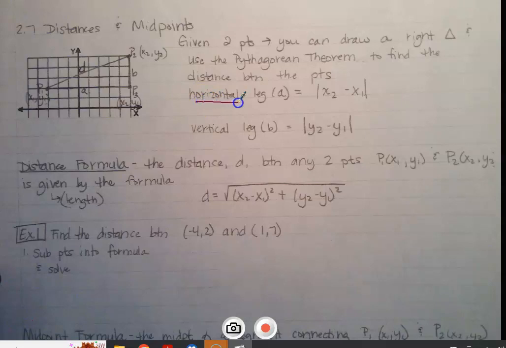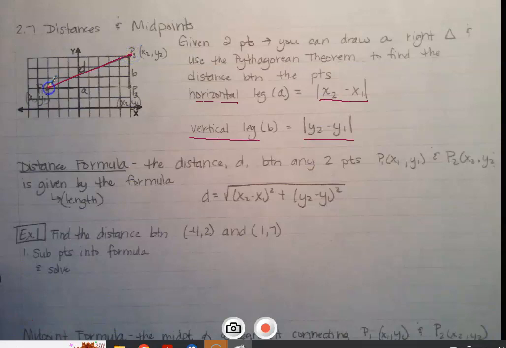So horizontal, right? So our leg A is going to be the absolute value of x2 minus x1. And our vertical leg is going to be y2 minus y1. So look at the diagram that we have there. It's kind of hard to see. You might have to outline it. So these are our 2 points.